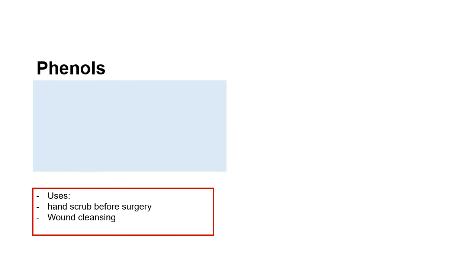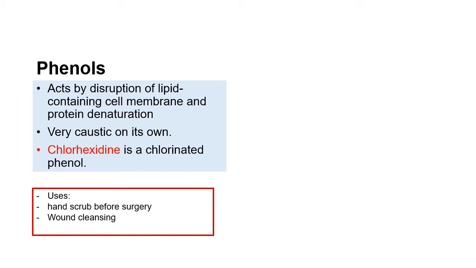Now let us move to the third type, which is phenols. Again, phenols are very commonly used in the hospital. They act by disruption of the lipid-containing cell membrane and protein denaturation. So this is very similar to alcohol. And it's very caustic. What do you mean by very caustic? It means that it has the ability to destroy the skin. So you don't actually use it by itself.